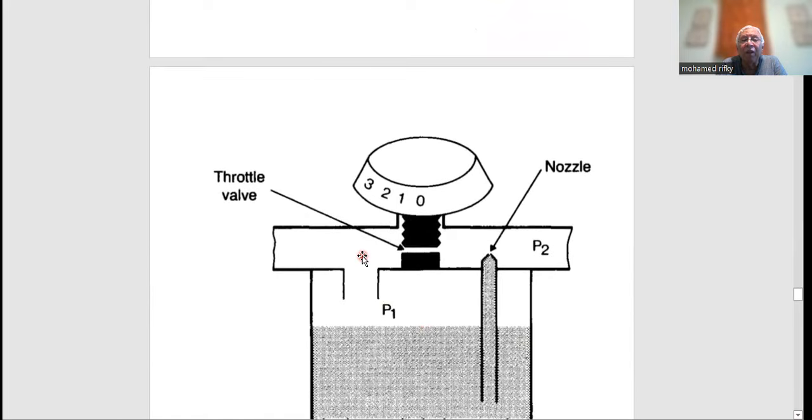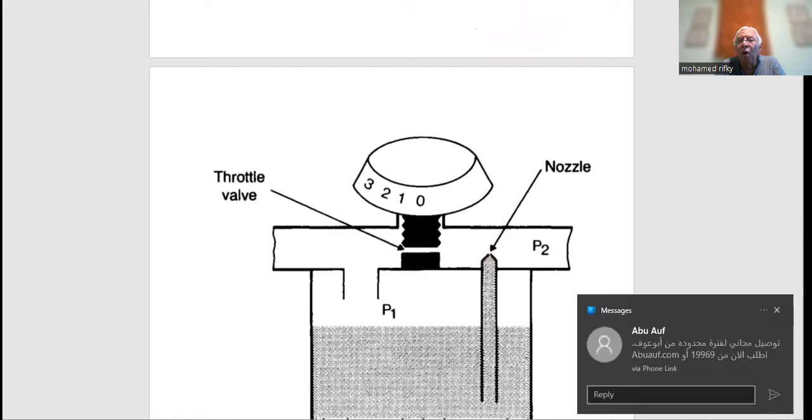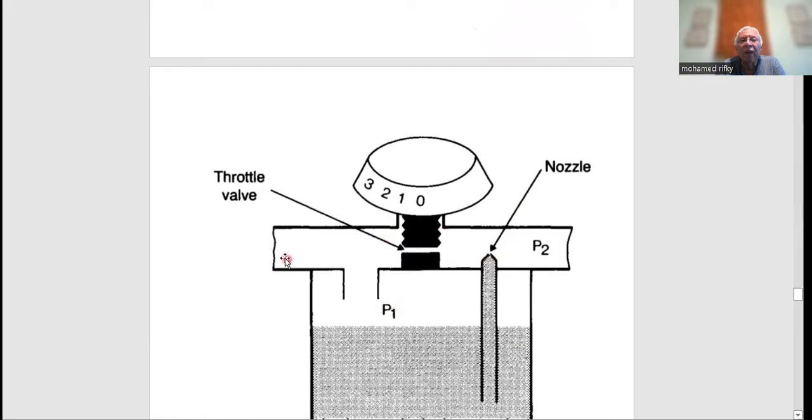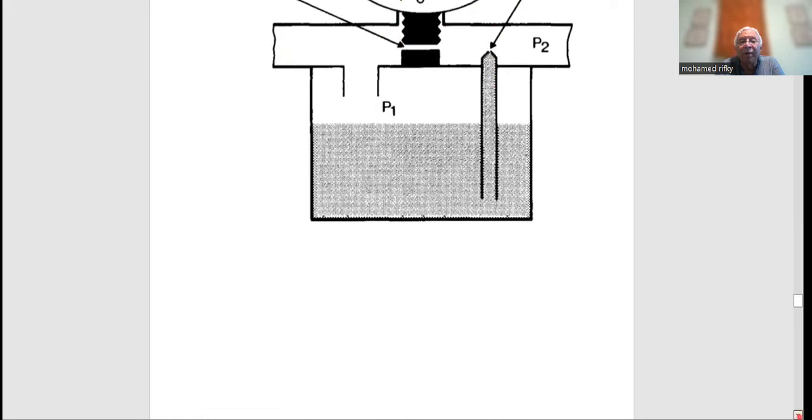vaporizer. We have a pressure in this area and a pressure at that area between the throttle valve, and we have a nozzle. This nozzle is creating bubbles according to different pressure. Whenever the flow is increased, of course, the pressure drop will increase, so we'll give more bubbles. So this is controlled by the calibrated throttle valve. This is the Siemens vaporizer.